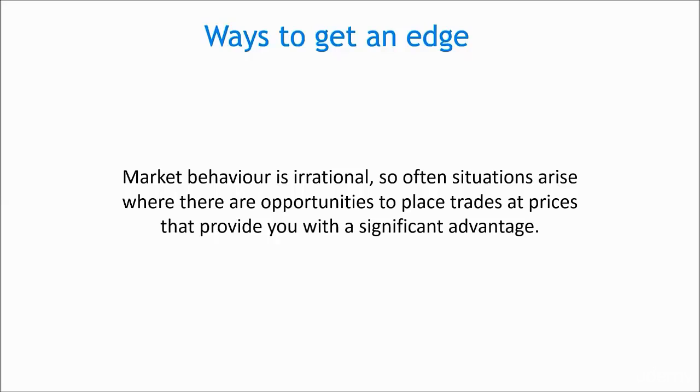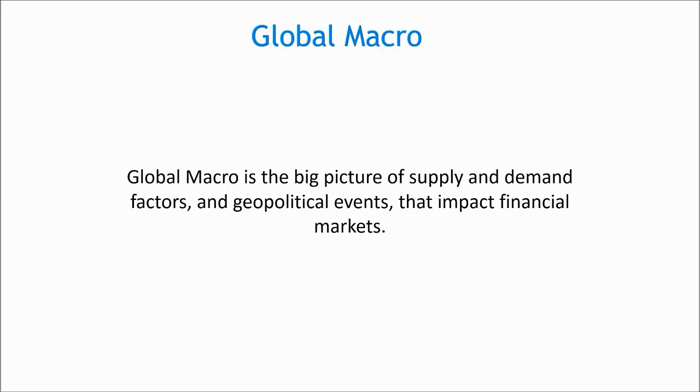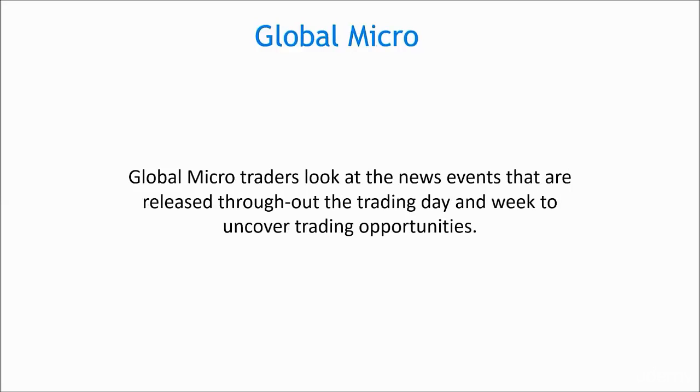In Lesson 9, Damn Good Setups, we go into detail about how to apply each of these edges in your Forex trading plan. Let's look at a brief overview of each one now, just to give you some context moving forward. Global macro. Global macro is the big picture of supply and demand factors and geopolitical events that impact financial markets. Global micro. Global micro traders look at news events that are released throughout the trading day and week to uncover trading opportunities.